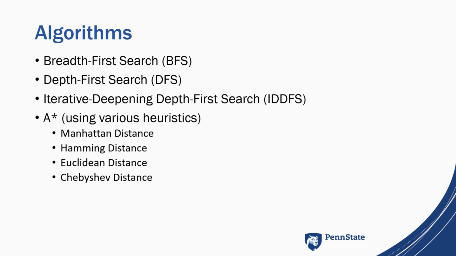Finally, we implemented the A-star search, a more sophisticated algorithm that uses heuristics to guide the search toward the goal. The A-star algorithm evaluates paths by combining the cost to reach a state with an estimated cost to reach the goal, making it more focused than BFS or DFS. To enhance the A-star algorithm, we employed 4 different heuristics, which we will further discuss in the following slide.